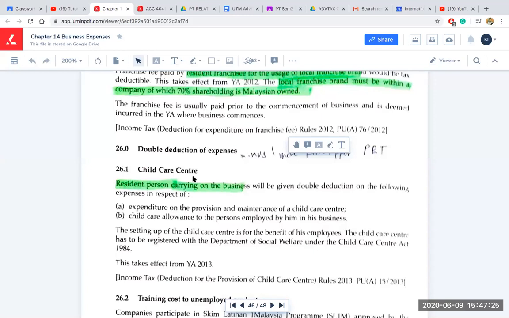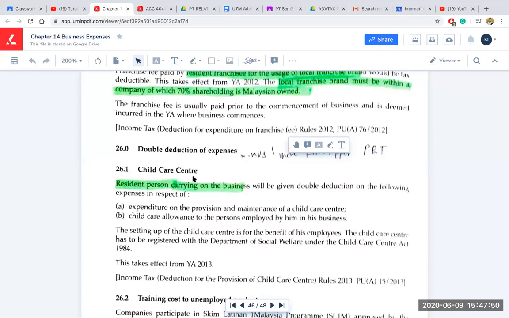So what do you understand from the one section 34 tadi and now dapat double deduction pula childcare center. So for tax adjustment, you nak pakai yang mana? Both are correct. One 34-6, the other one double deduction. You nak yang mana? Double deduction. Of course you want to claim double deduction. Kan? Sebab why double deduction will give you lower tax liability, right?